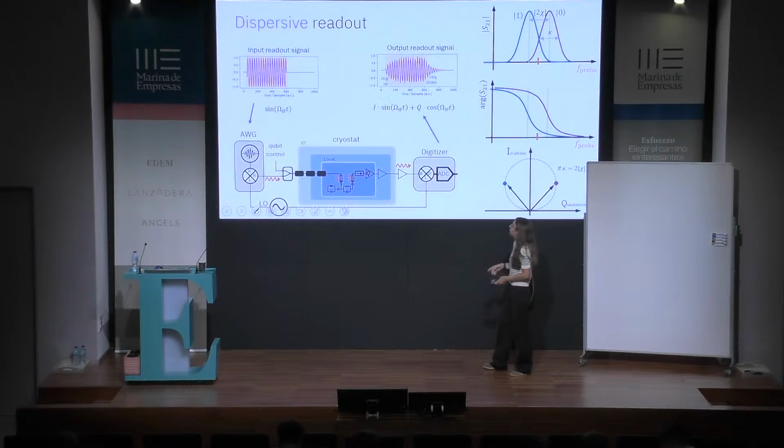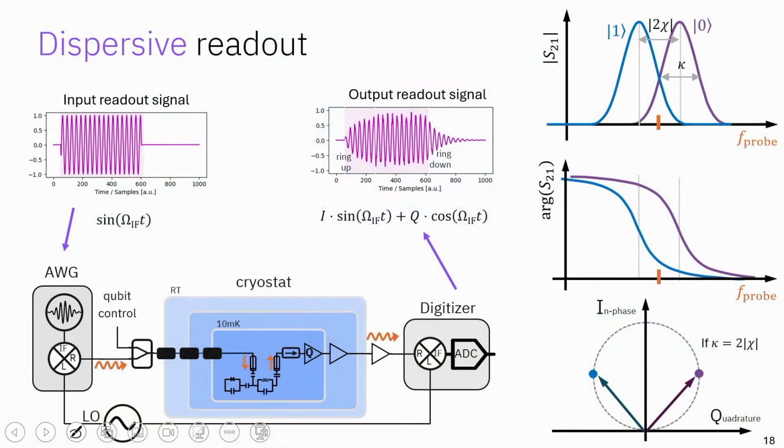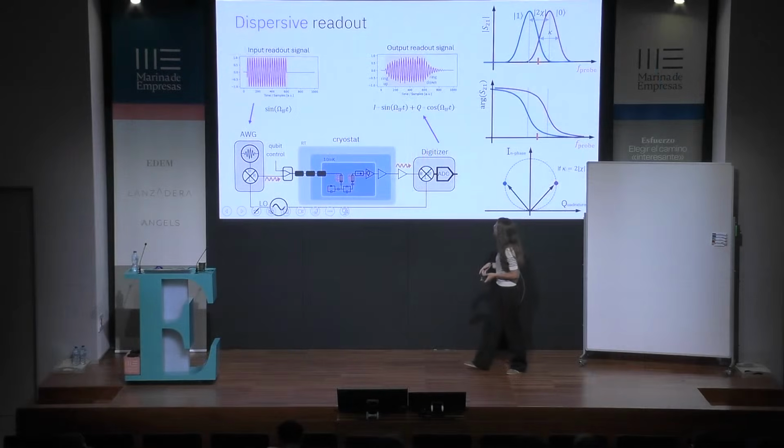So if, for instance, you send a pulse with a certain duration and some oscillatory frequency, and look at what comes out, there is always some ring up and ring down time coming from the fact that this resonator has a certain line width, so it takes some time to get excitations into it and out. But then also there is a component with a prefactor I that is in phase with whatever you put in, and some other component, Q, that is precisely out of phase.